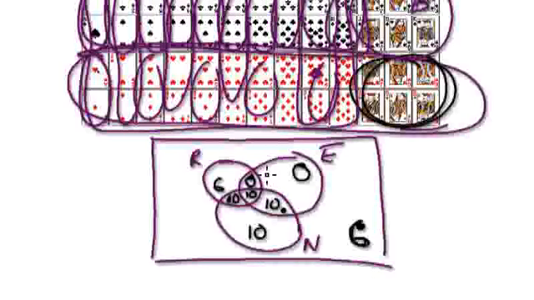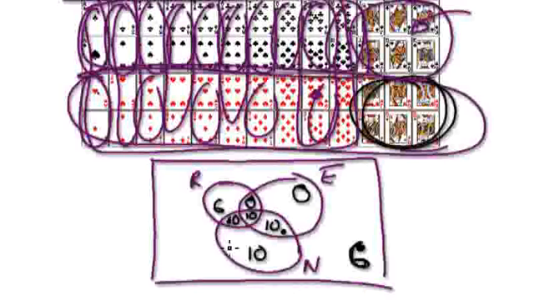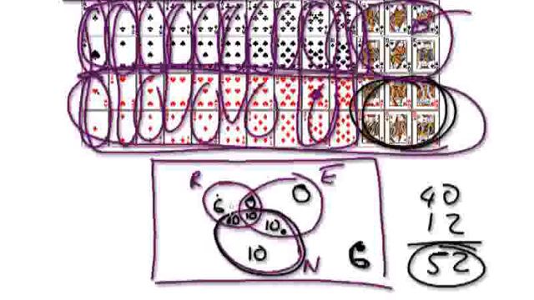Now, just to double check, make sure the whole population adds up to 52. So let's say we've got 4 tens in here, 4 tens. So that will be 40. And then we've got a 6 here and a 6 over here on the red. So that will be 12. So this comes to 52. The whole population is 52.